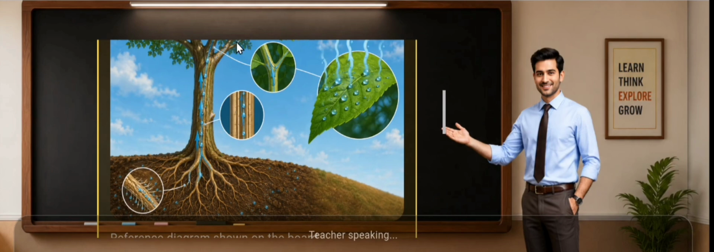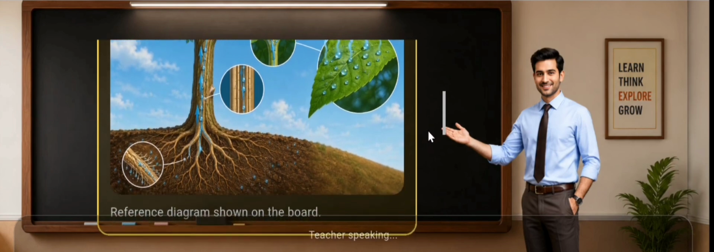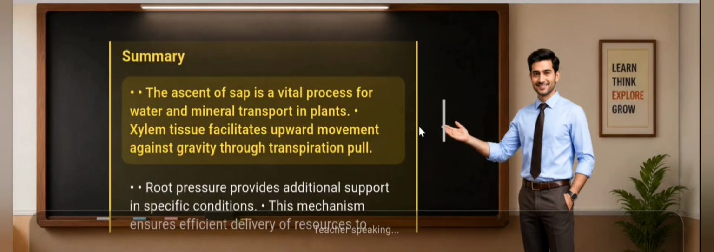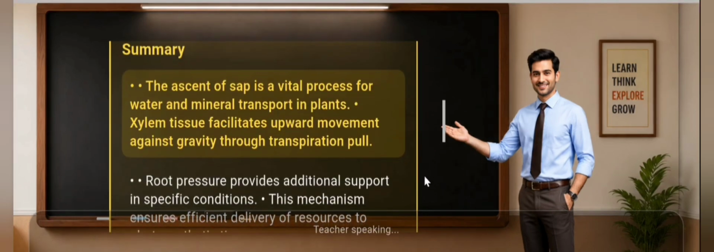Next, the water travels through the phloem to the leaves where transpiration happens. Finally, the water evaporates from the leaf surfaces, creating a pull that keeps the cycle going. The ascent of sap is how plants move water and minerals up from roots to leaves.